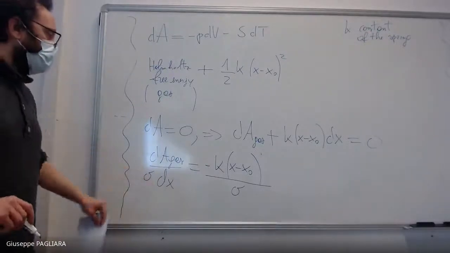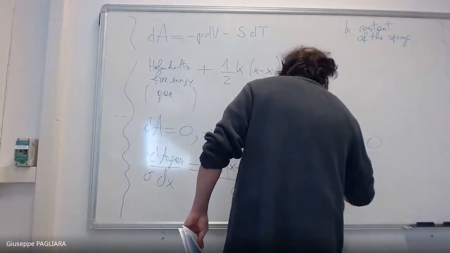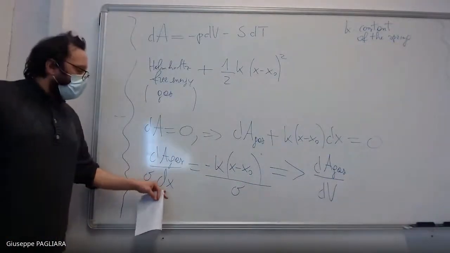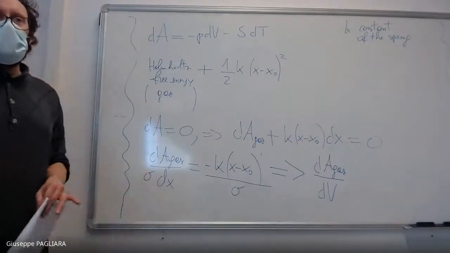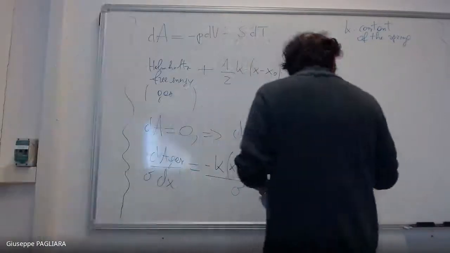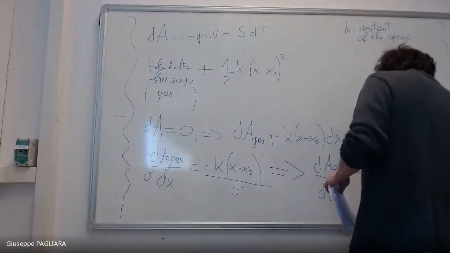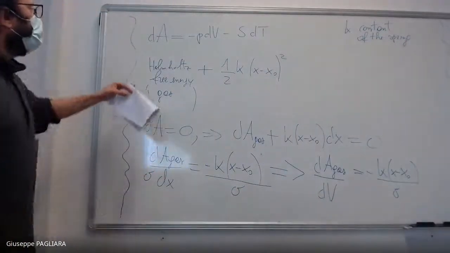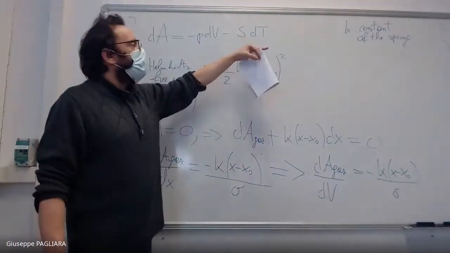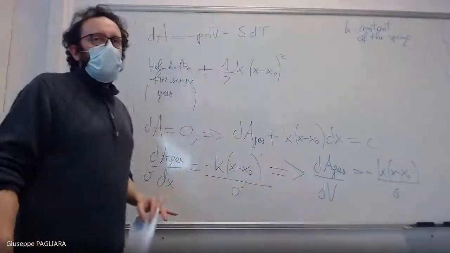And now I have an equation which is the following: the derivative of A gas divided by the volume. This is the variation of the volume, because it's dx times sigma, and so this is the variation of the volume of the gas. And now this is equal to minus k (x minus x0) divided by sigma. Now we know that the derivative of A with respect to volume at fixed temperature, because we are working at fixed temperature, is just the pressure, and therefore this will be minus the pressure of the gas.